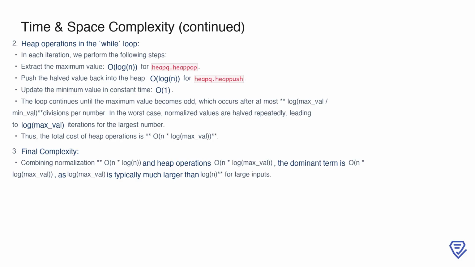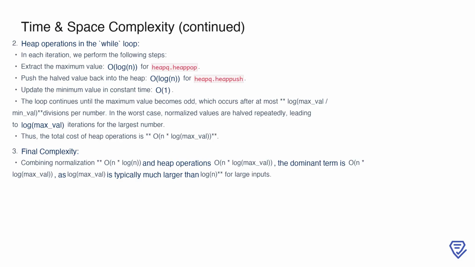operation. We then halve this maximum value, if even, and push it back into the heap, which again costs O(log n) for the heap push operation. Additionally, we update the minimum value in constant time, O(1). These steps repeat for every iteration of the loop, which continues until the maximum value becomes odd. At most, this process involves log(max_val/min_val) divisions per number. For the largest number, this translates to a maximum of log(max_val) iterations.